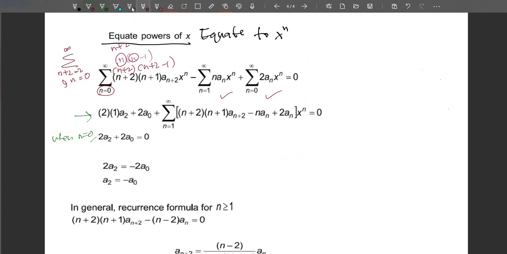So here, when n equals 0, 2a2 + 2a0 = 0. So 2a2 is equal to negative 2a0. So a2 is equal to negative a0.